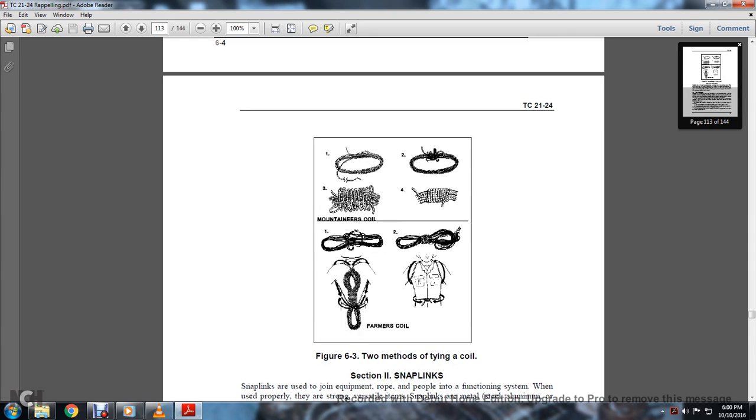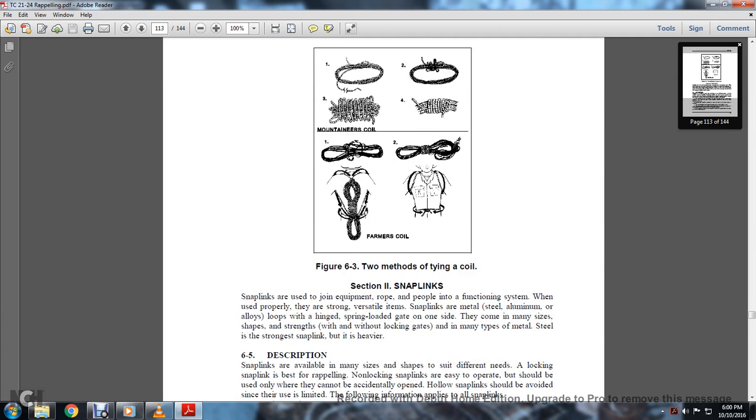All right, your mountaineer coil shows 1, 2, 3, and 4. Your farmer's coil is shown below that. You can see that in the farmer's coil, you can make it so it has back straps for you. The mountaineer's coil is a wrap or coil, and then a wrap, and then a wrap, and then another wrap.